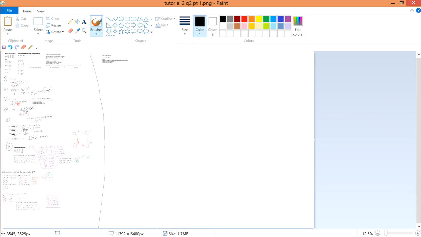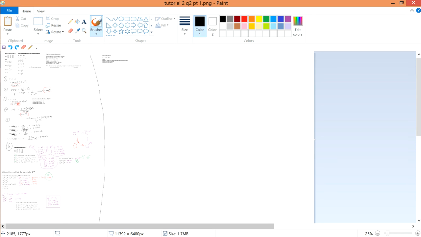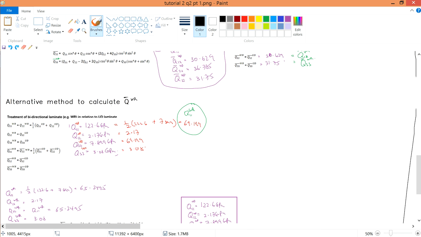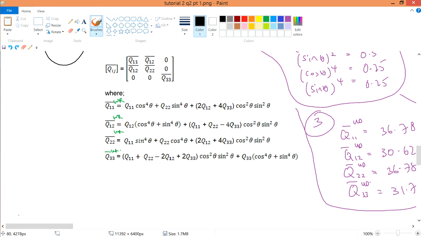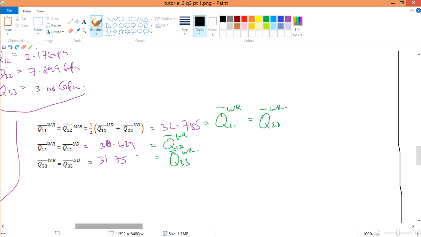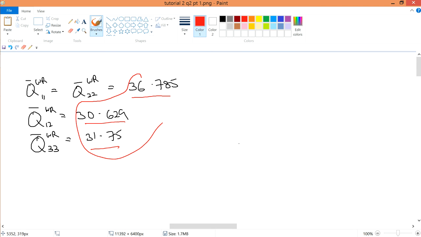So previously, two videos ago, we did all the necessary steps to calculate our Qij woven roving, where we acquired the values being shown over here, which are all these values. I'll just make things neater so you can see it properly, and I have these values all along here.